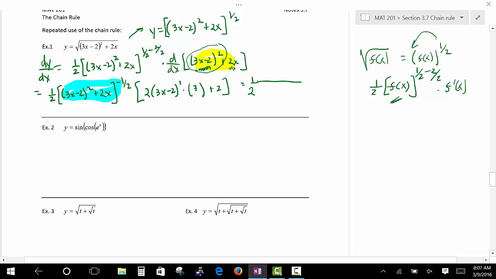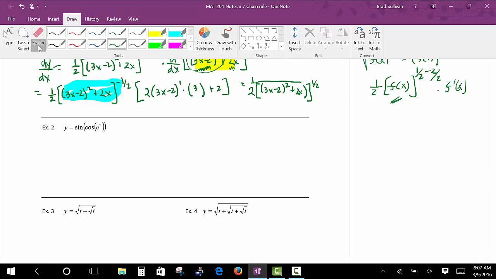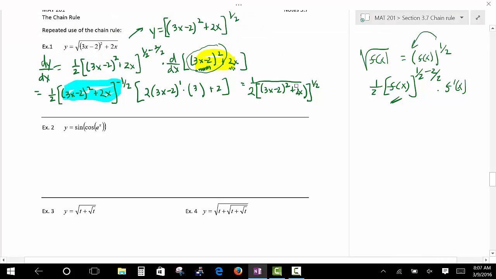It doesn't really matter. So I'm just going to write this as 3x minus 2 to the second plus 2x to the 1/2 power. I think I might have an extra parenthesis in there that I didn't mean to have. Okay, so we can do that.